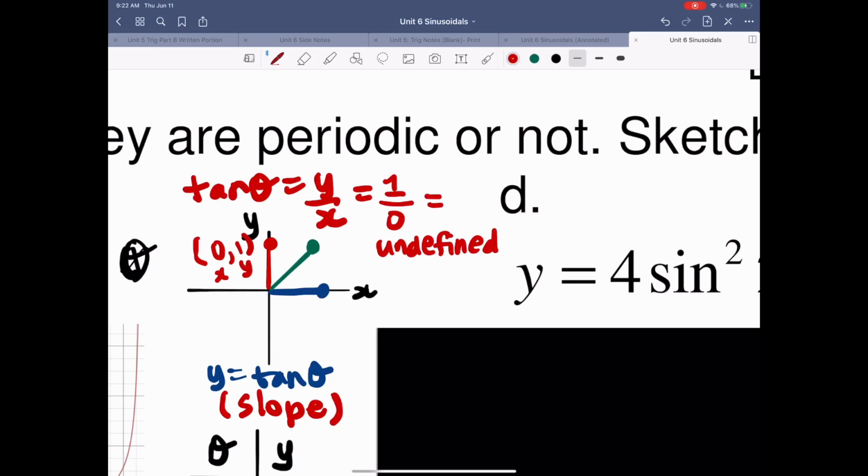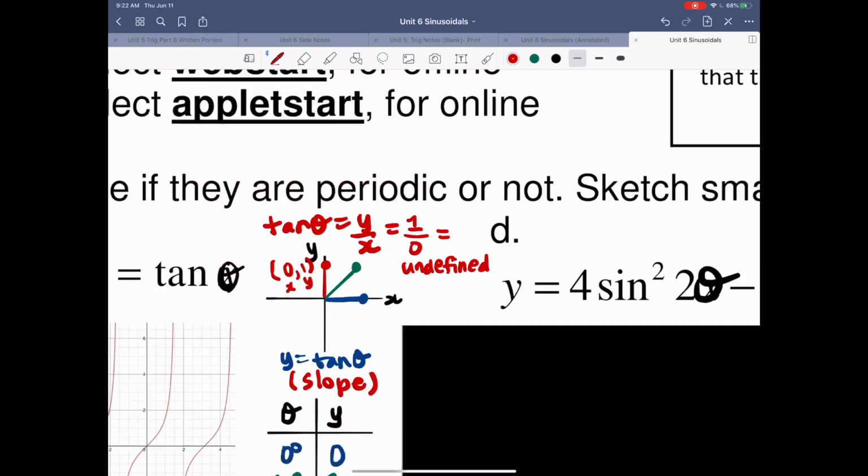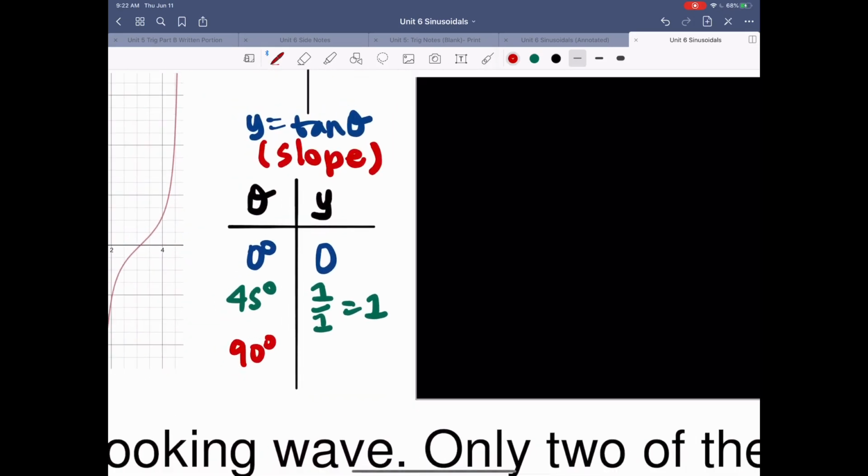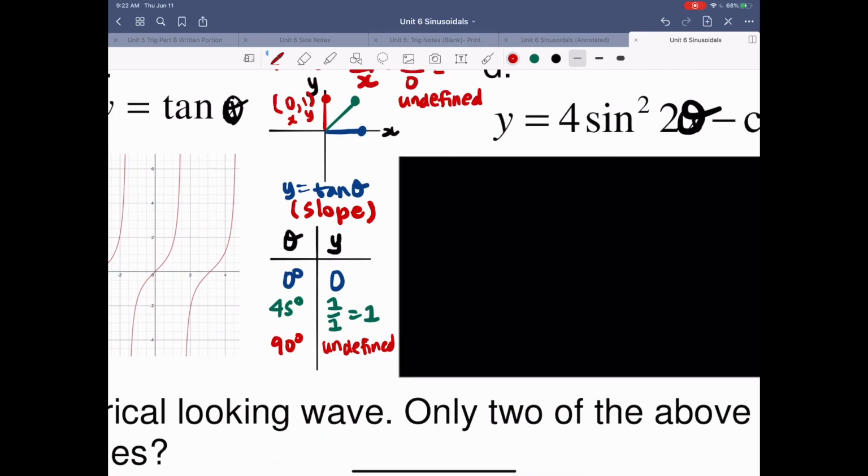Well, I want to interpret what math error means. It means it's undefined. I cannot divide by 0. And therefore, I'm going to put undefined here. And what does that mean? Well, we'll look at it a little later when we look at the graph.